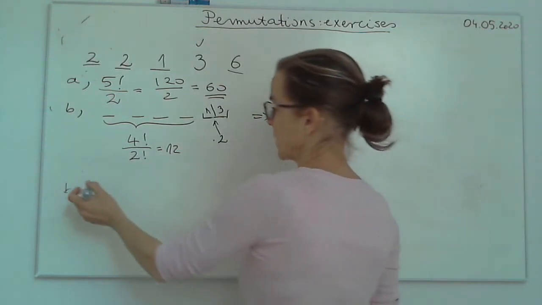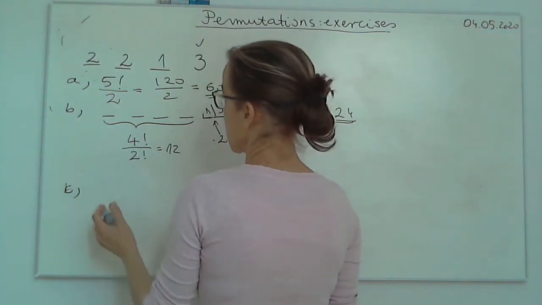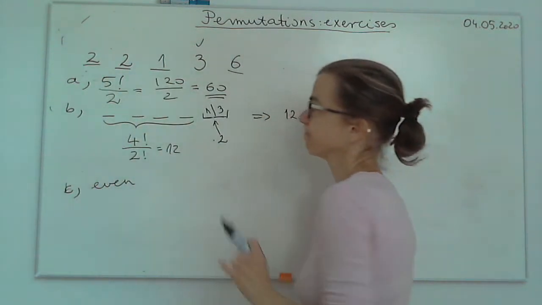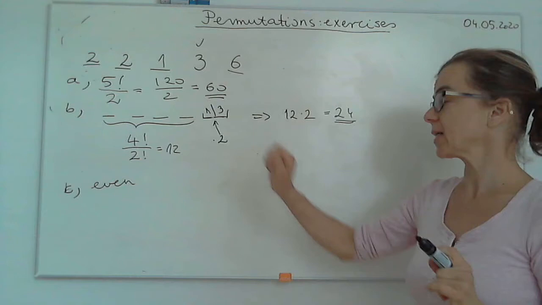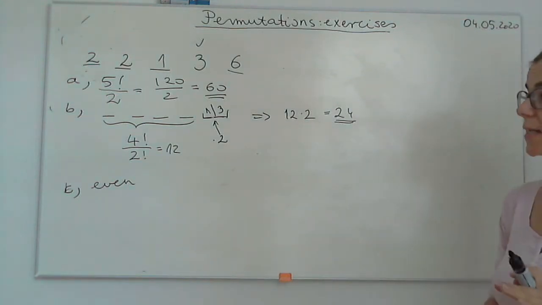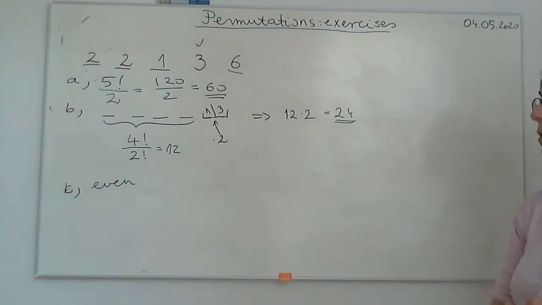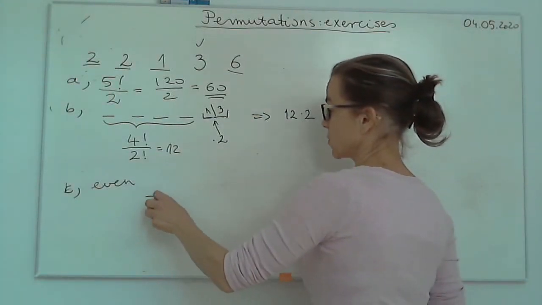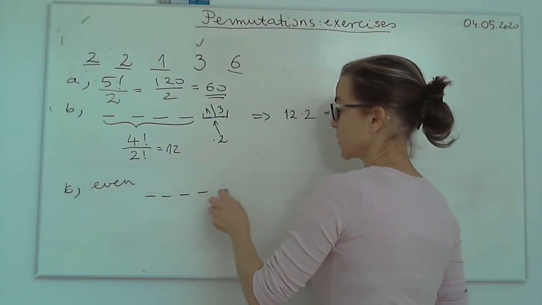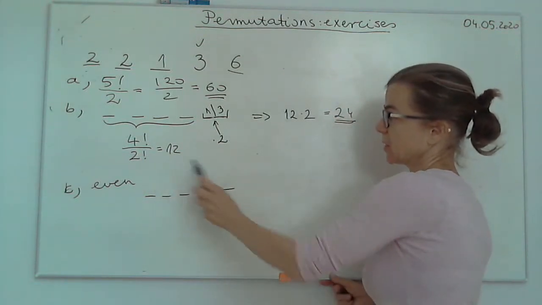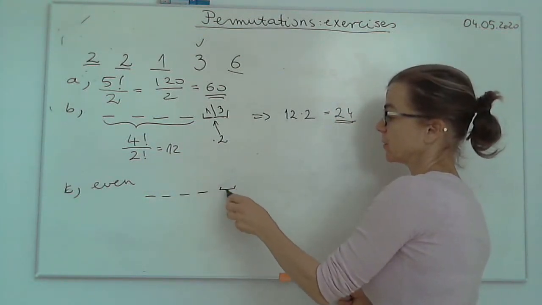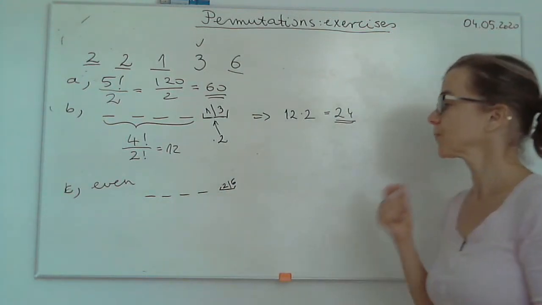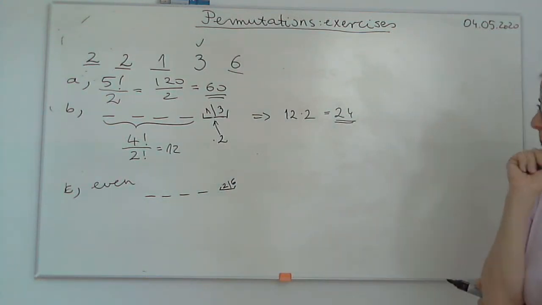Okay, let's see the next one. How many even numbers can I create from these cards? Looks easy after that. So let's start and see whether it's going to be exactly the same way of solving it. 5 slots. Since it's even, I can put here 2 or 6. So far so good. Now, there's a problem.